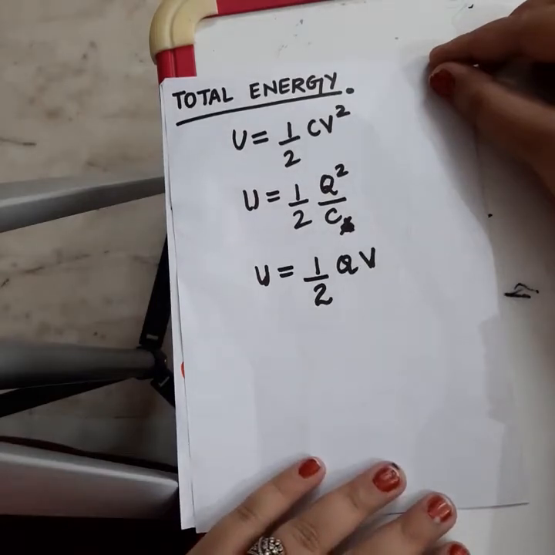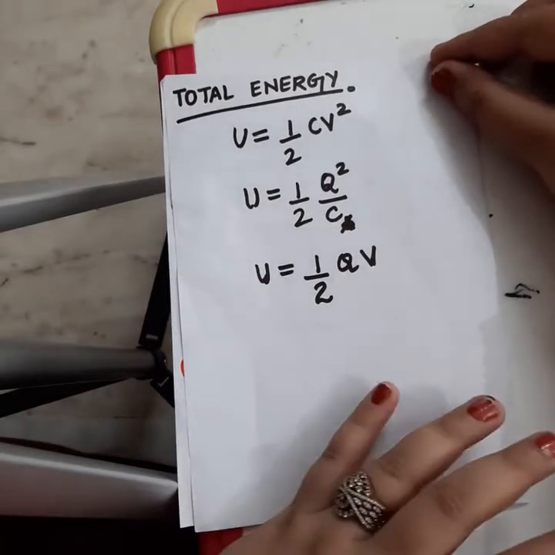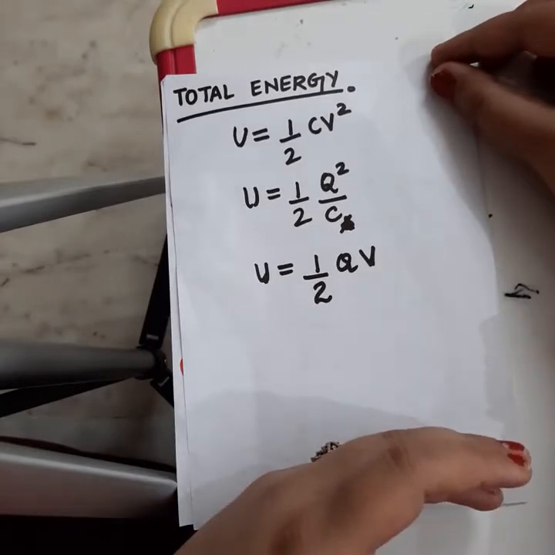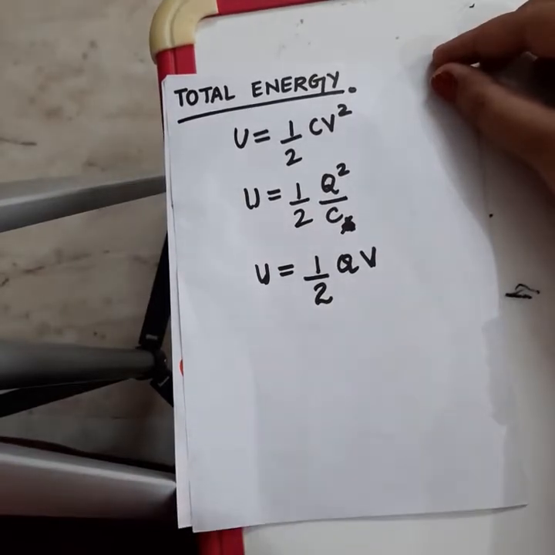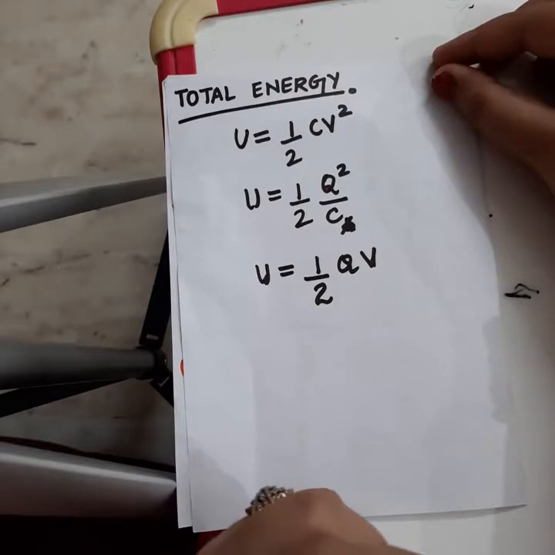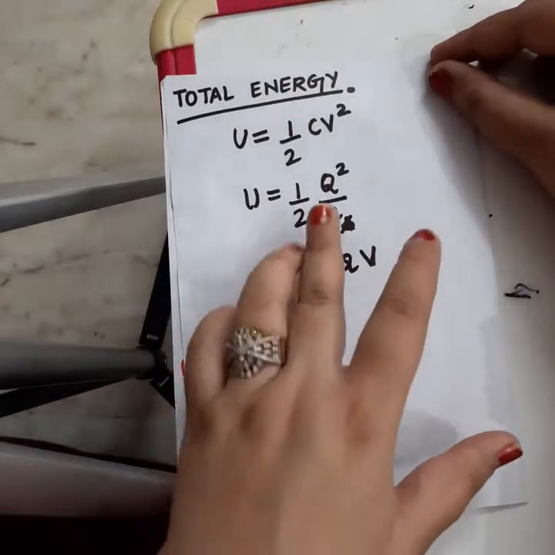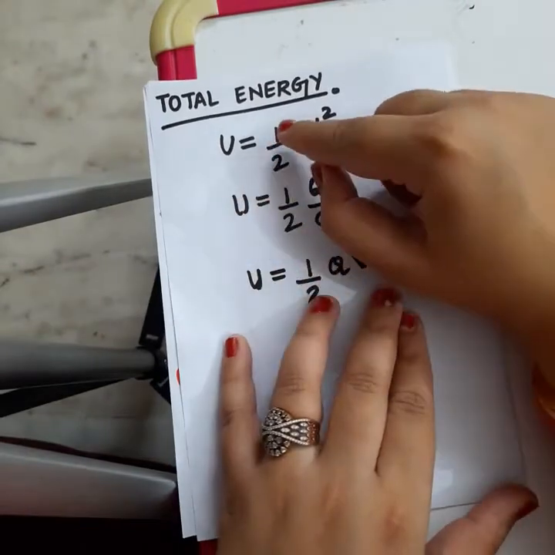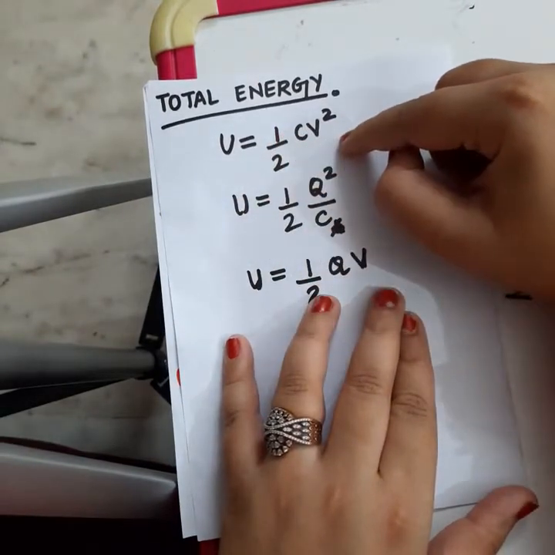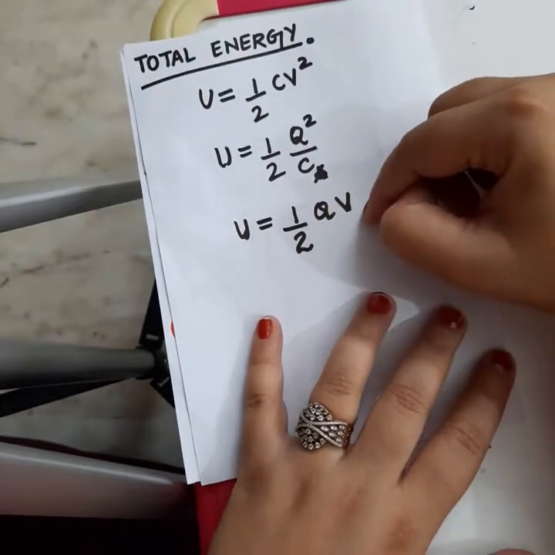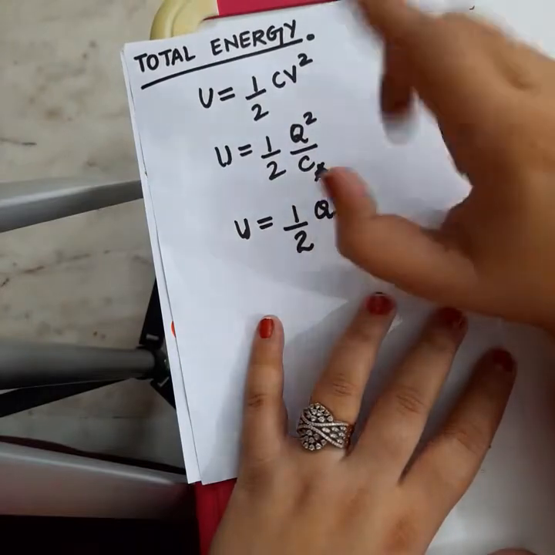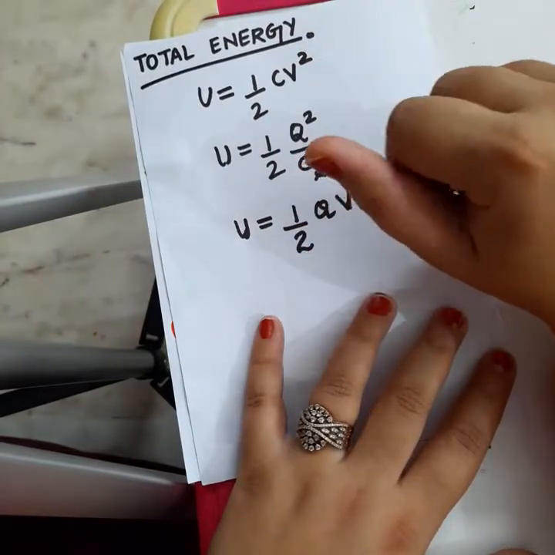Dear students, in this video we will be discussing the total energy stored in a combination of capacitors. So far we have seen that the energy stored in one capacitor when it is connected to a battery can be given by three expressions: total energy equals 1 by 2 CV square, 1 by 2 Q square by C, and 1 by 2 Q into V. So these are the three expressions for total energy stored in a capacitor.